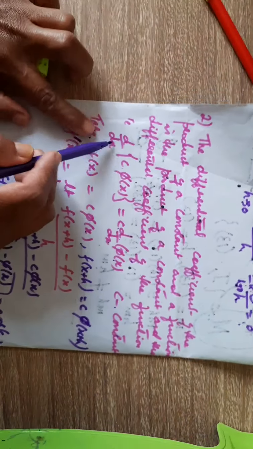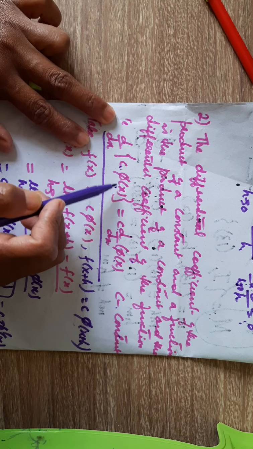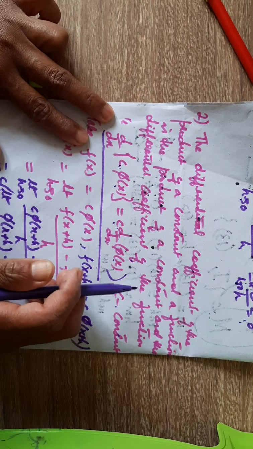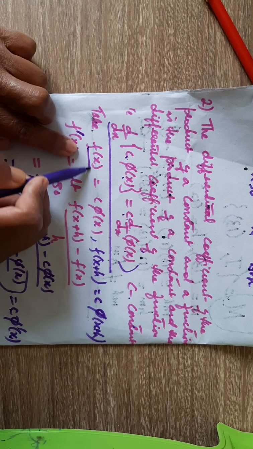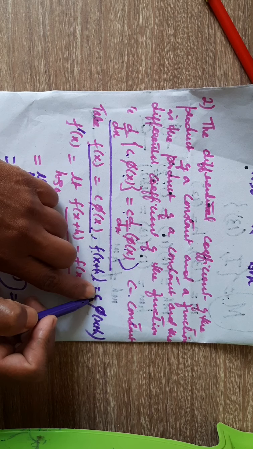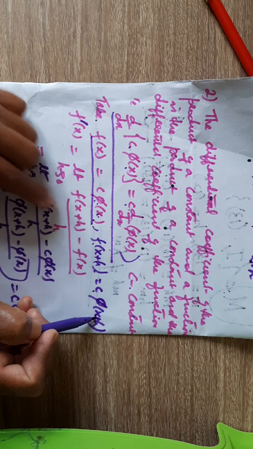Now next, the derivative of a product of a constant number and a function of x will be the constant number times the derivative of that function. So take f(x) is equal to c phi of x. Then what is f of x plus h? It will be c times phi of x plus h. Replace x by x plus h.